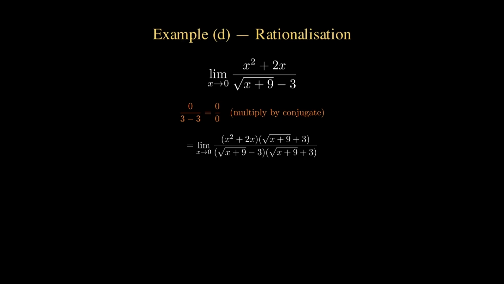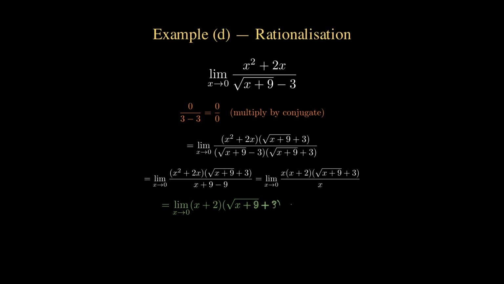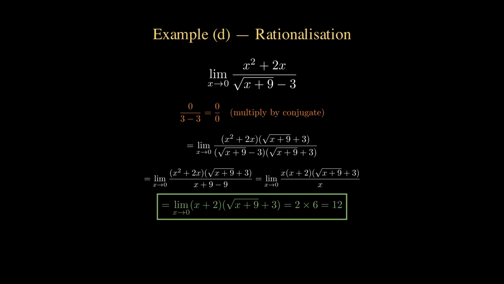The denominator becomes a difference of squares, x plus 9 minus 9, which is simply x. The numerator becomes x squared plus 2x times the conjugate. Factor out x from the numerator, x times x plus 2 times root x plus 9 plus 3. Cancel the x. Now substitute x equals 0. 0 plus 2 times root 9 plus 3. That is 2 times 6 equals 12.